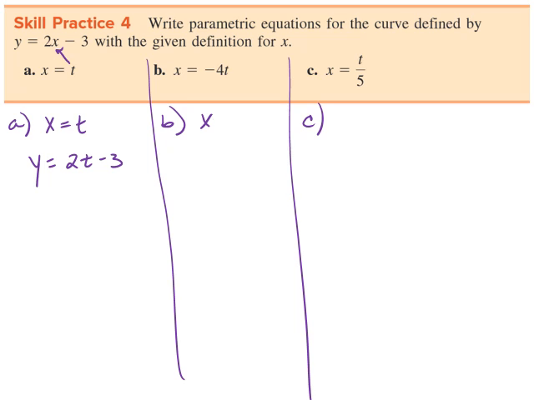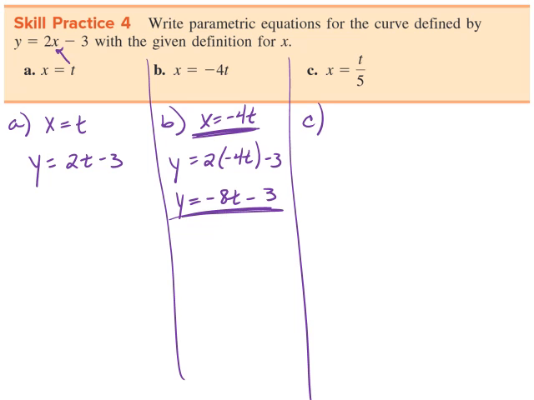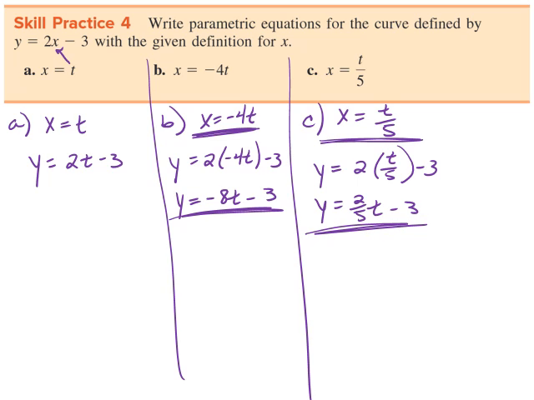So here, if x equals negative 4t, when I plug that in, I get 2 times negative 4t minus 3. Simplifying that, I get y equals negative 8t minus 3. So this and this are my parametric equations. Okay, in part C, x equals t divided by 5. So when I plug that in, I get 2 times t divided by 5 minus 3. This becomes y equals 2/5 t minus 3. So this and this are my parametric equations.